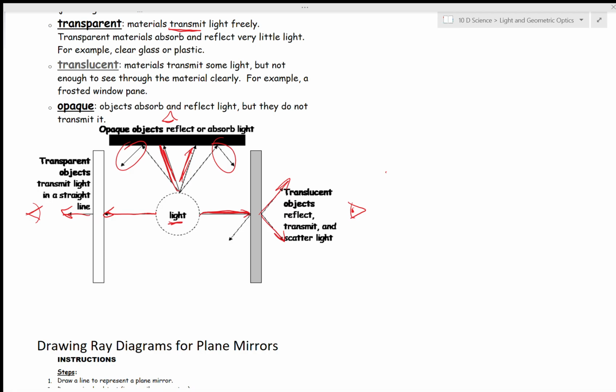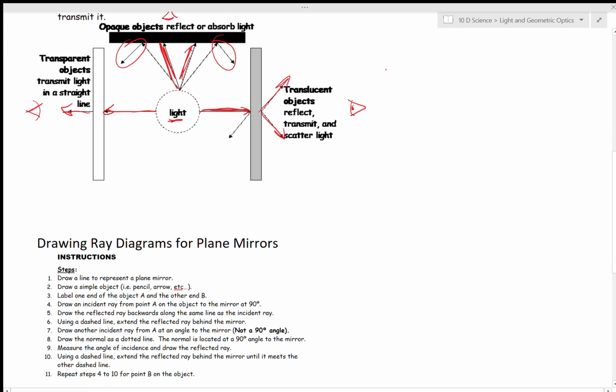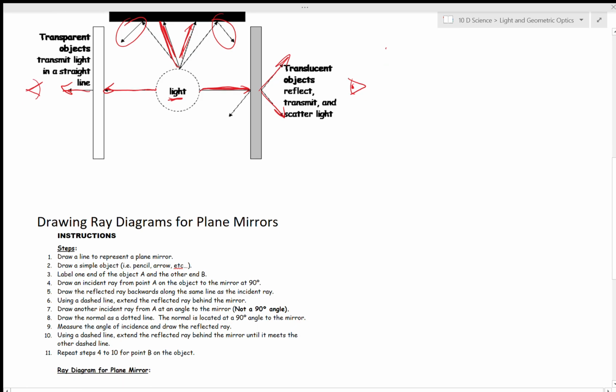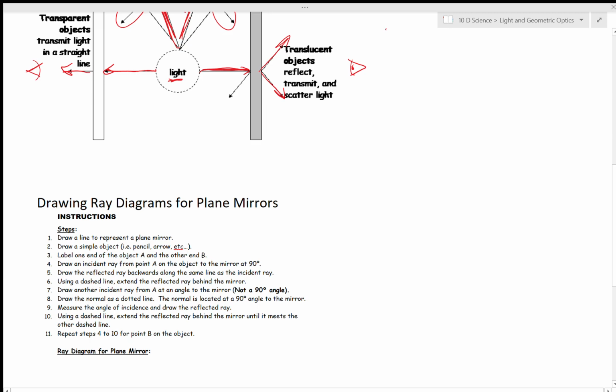So we are interested in seeing how light is going to interact with different surfaces. Namely, we're interested in how reflection actually works, and we'll look at refraction a little later on in the course. That is light traveling through objects.